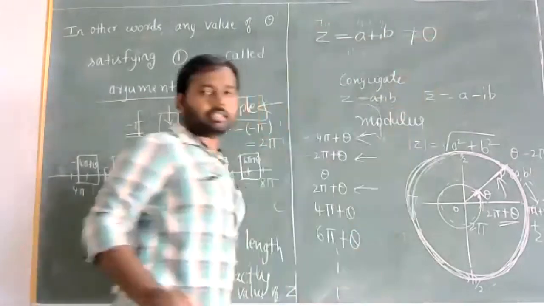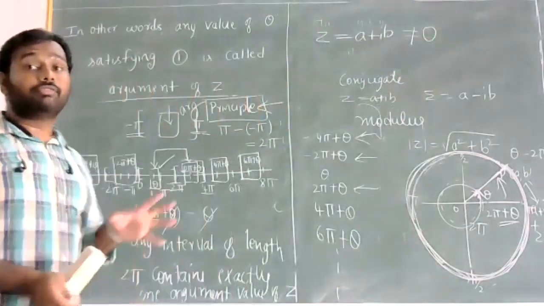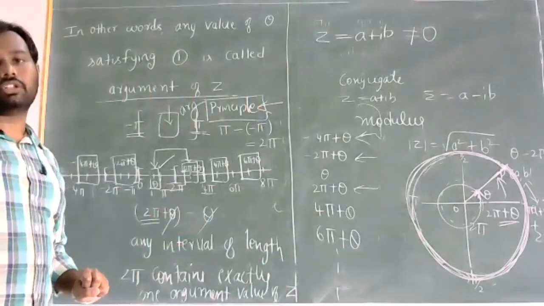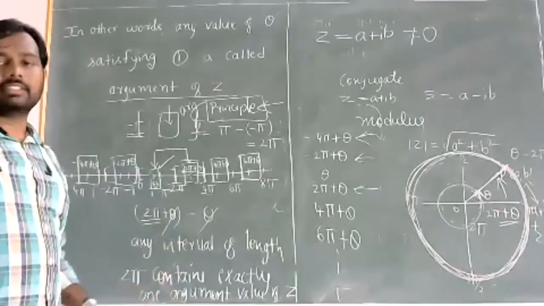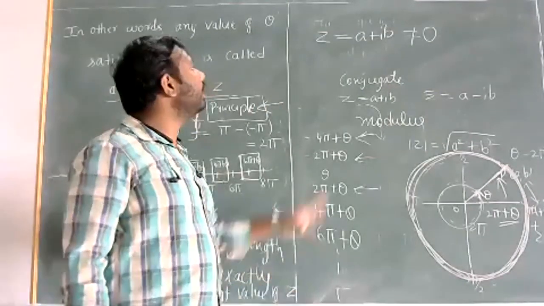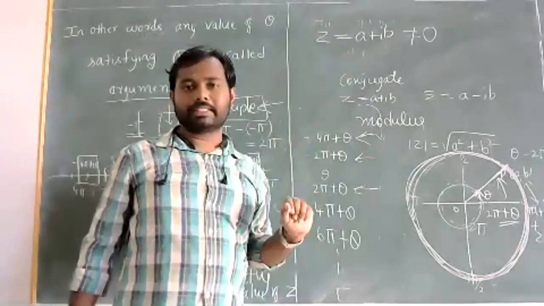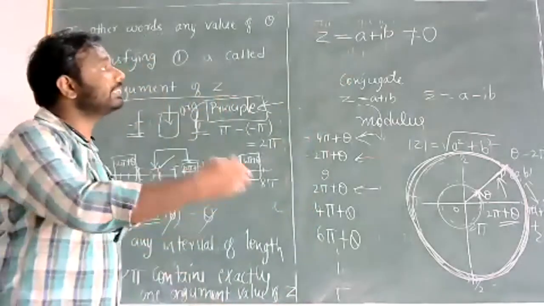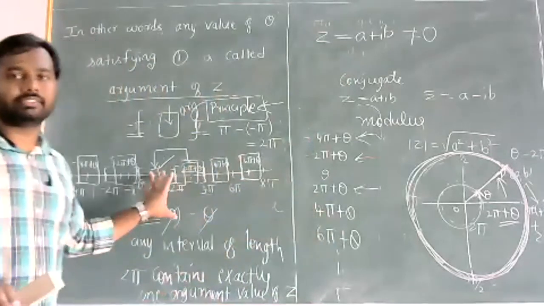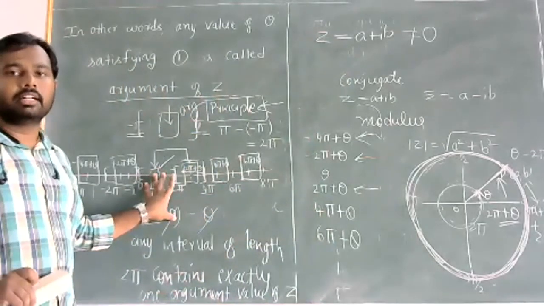For defining the argument of a complex number, remember that we started with a non-zero complex number. Why did we neglect the zero complex number? Why can't we define argument for zero complex number? Why did we keep zero complex number out of this definition? That we shall see in the next session.